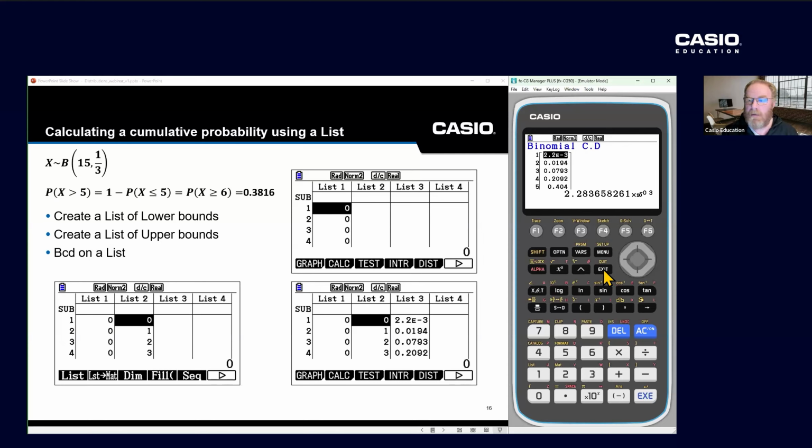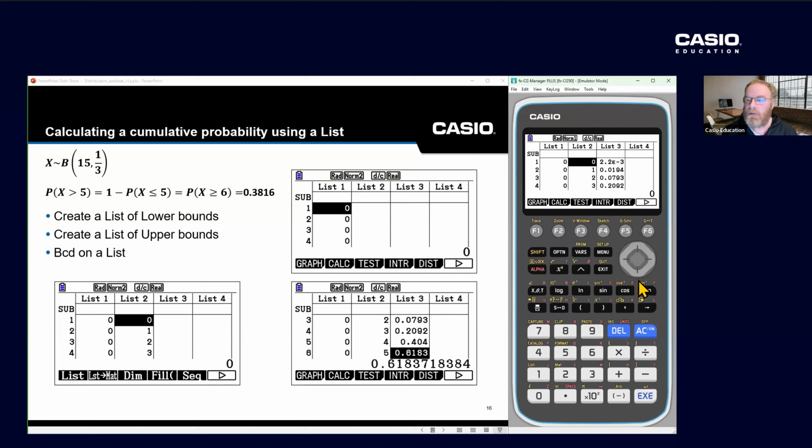This is the list screen. If I want to go back to the list editor, there you go. You can see I've now got a list of cumulative probabilities: between 0 and 1, 0 and 2, 0 and 3, and so on. If I scroll down to 5, you can see that I have got the cumulative probability, so 5 or less. Here I have the 0.61. I then need to do a 1 subtract that to get 6 or more.